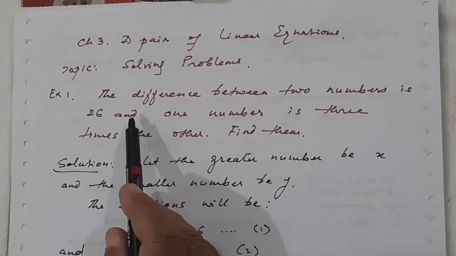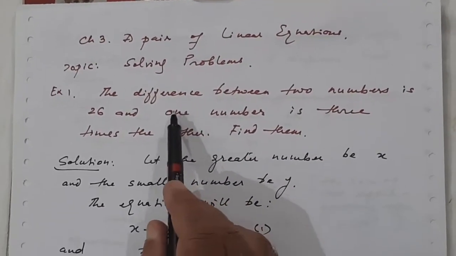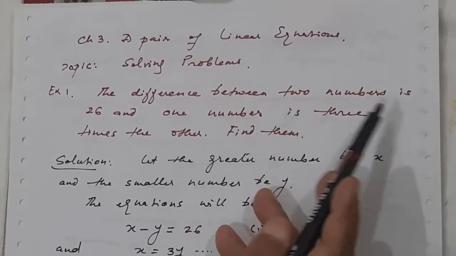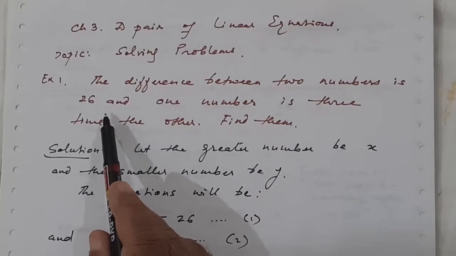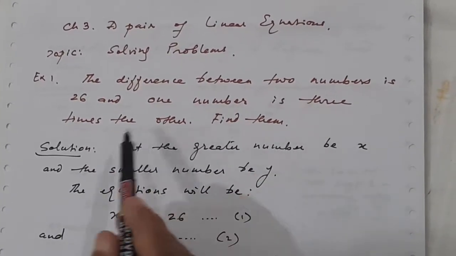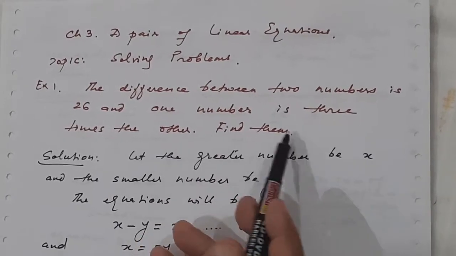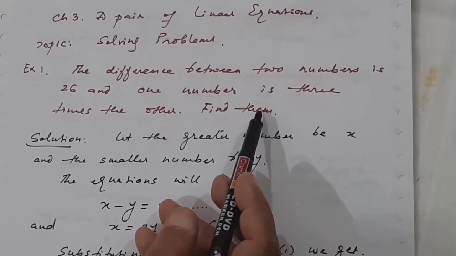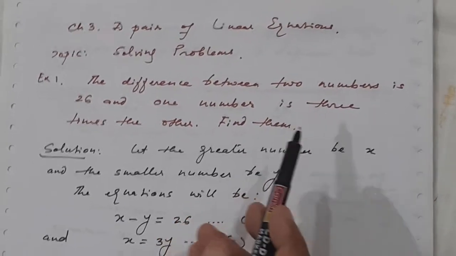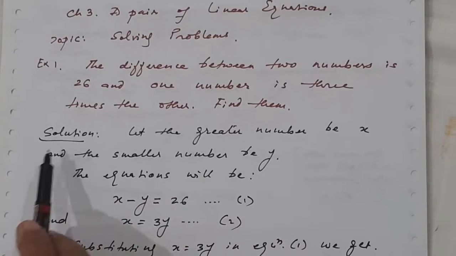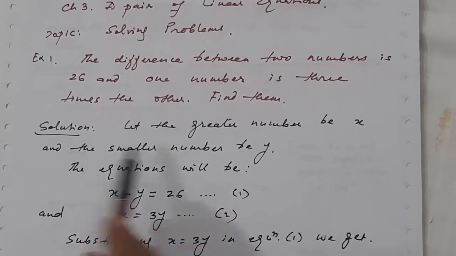Example number 1 is a very simple example. The difference between two numbers is 26 and one number is 3 times the other. Find them. This is the question from your exercise 3.3. So let us solve. Write down the solution.